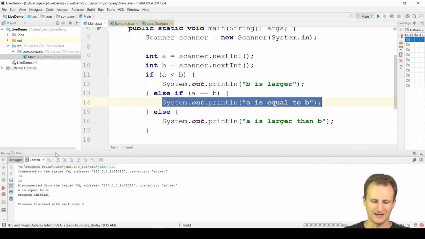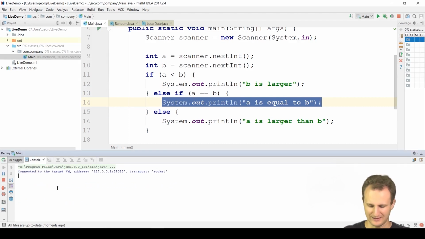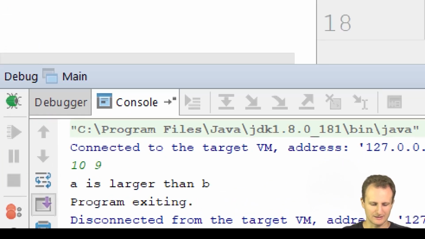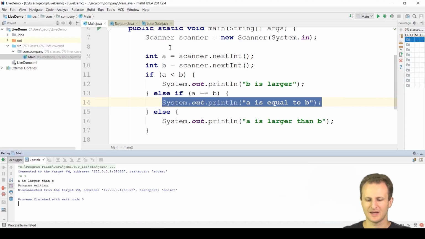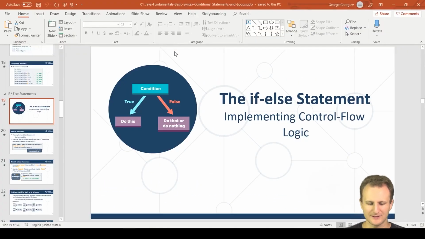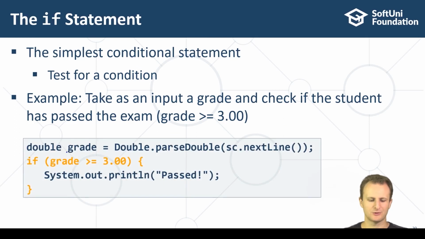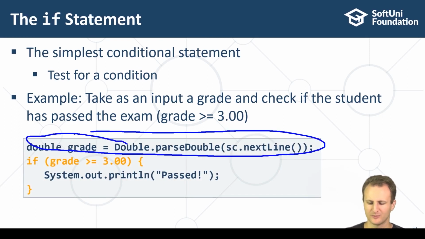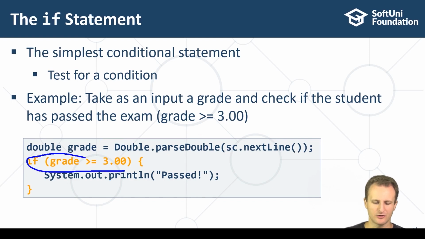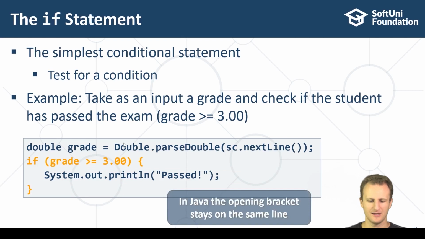And if A gets larger than B, if I say 10 and 9, then I'll get "A is larger than B." Okay, so this is what conditional statements look like. So here's another example. We're reading something from the console, and we're checking whether it's larger than a certain number. And if it is, then we print something out.